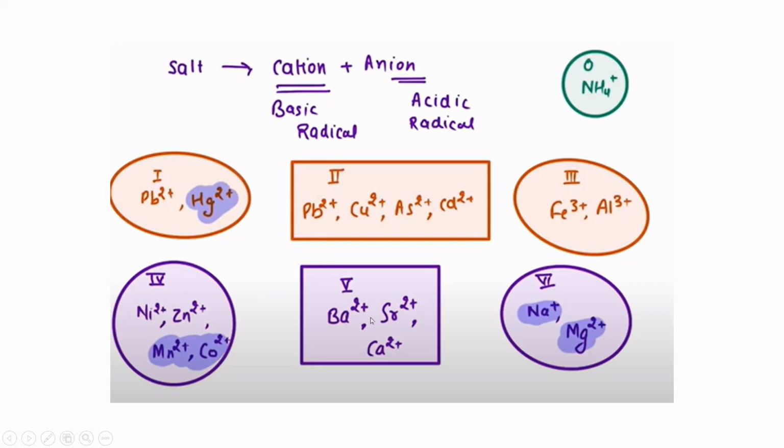And fifth group, barium, calcium, strontium. These three also are highly possible. And sixth group, sodium and magnesium. Magnesium, there is a possibility. Sodium, it's not. We will not give sodium for the plus 2 level. Right.